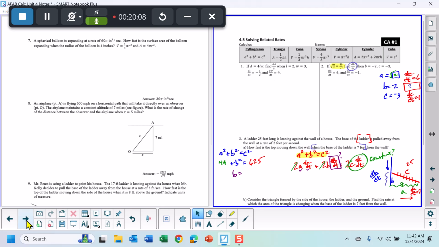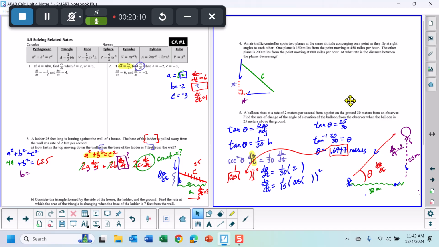Where we have this air traffic controller, our airplanes are flying towards each other, and the space between them, that triangle that they create, is shrinking. So each of their rates. Now the way I have it drawn, the one airplane is going left and the other airplane is going down.